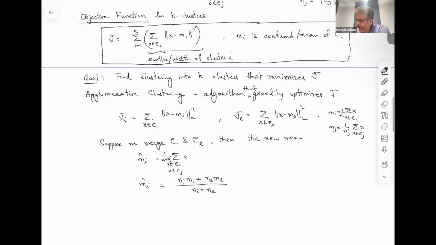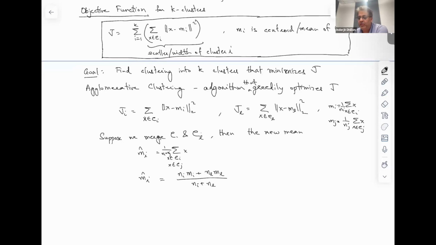And I can actually write it. Let me rewrite it in a way that will make it easy for us to do the manipulation that I want to do. So I can write it as a modification of Mi. What I can essentially do is, maybe I'll just write it out. So if I do the following, Ni Mi plus Nl Mi, so I'm just adding Nl Mi, plus Nl Ml minus Nl Mi. So I haven't changed anything. I've just added this and subtracted this.